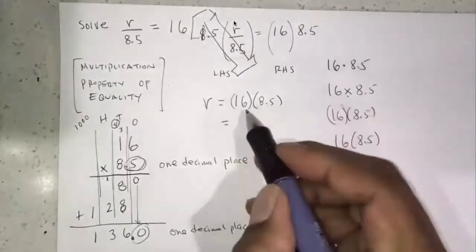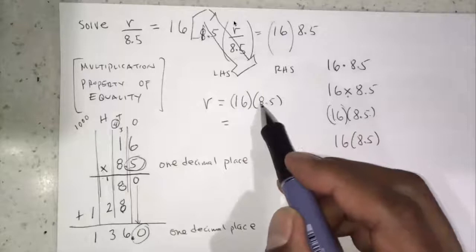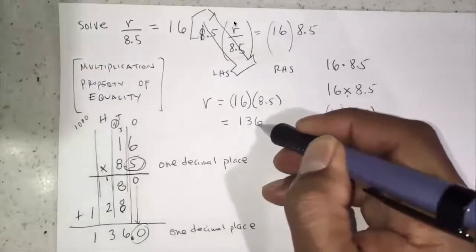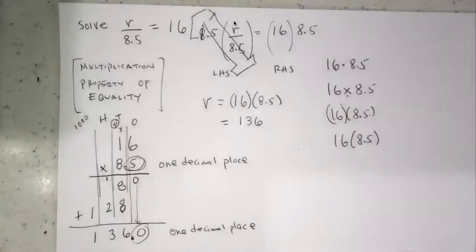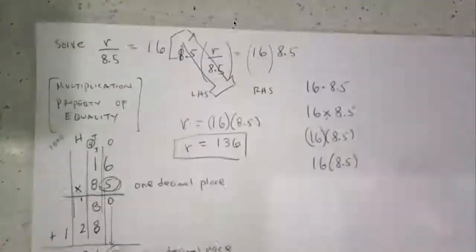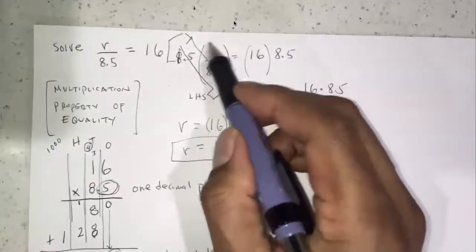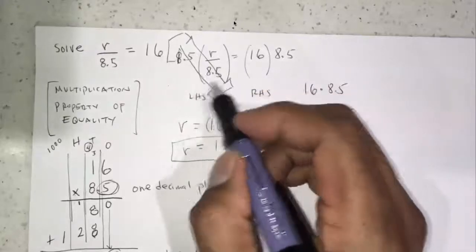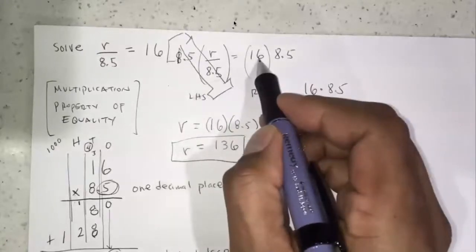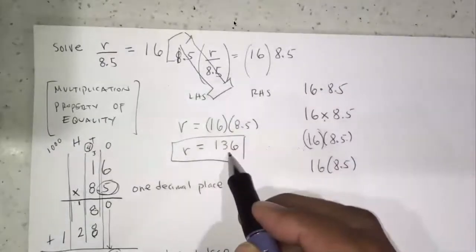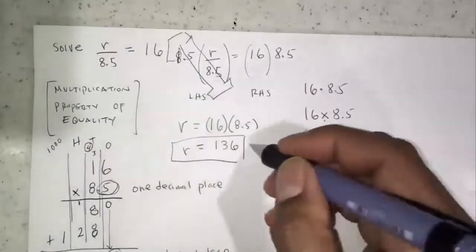So 16 times the quantity of 8 and 5/10 is 136. So remember what I stated? I'm looking for this quantity. This is the number of groupings that I have, and this is how many are in each group. So that quantity happens to be 136.